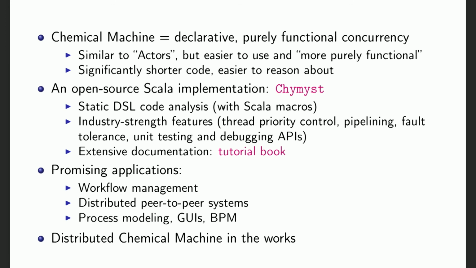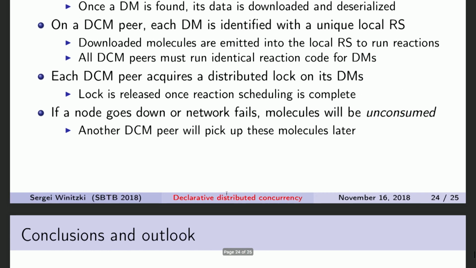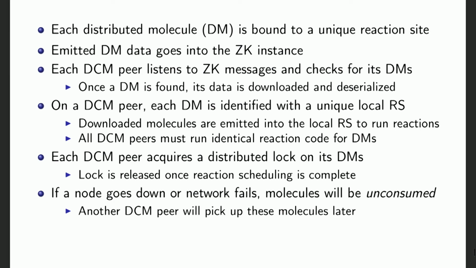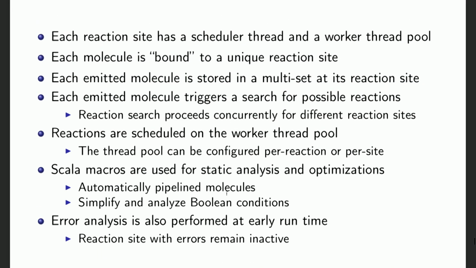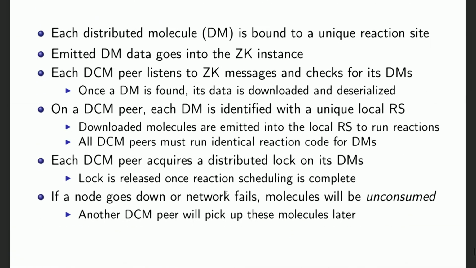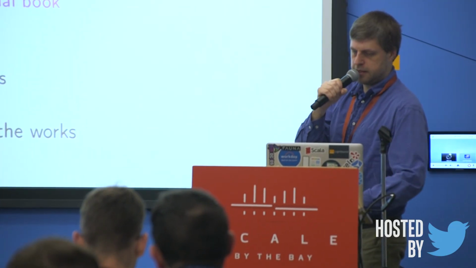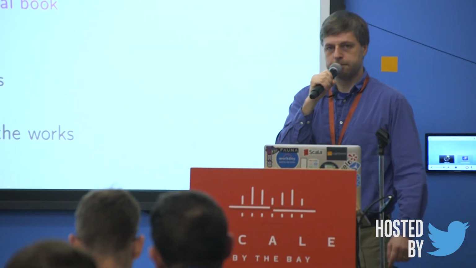I have an open source implementation. I'm planning to have some very good industry-strength features. I have a tutorial book that explains how to work with it. And there are some interesting, promising applications, especially in workflow management and distributed peer-to-peer systems, and I'm working on getting the chemical machine to be distributed so that you can actually run it. Right now, I'm still in progress on that. The non-distributed version works. The distributed version is in progress. And I have some slides with technical implementation details. I'll just skip them. So thank you.